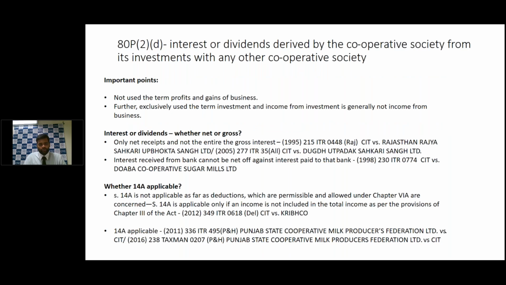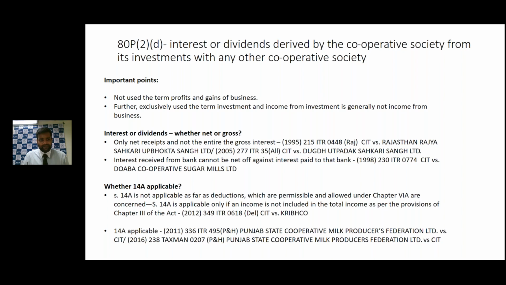Since 80(p)(2)(d) is connected with this aspect, we shall now take 80(p)(2)(d). 80(p)(2)(d) provides deduction in respect of interest or dividend which is derived by a cooperative society from its investment with any other cooperative society. Nowadays, it's a very hot topic because there are many scenarios where various societies have invested their surplus funds in cooperative banks and have derived interest income, and they are claiming deduction under section 80(p)(2)(d). And the assessing officers are creating problems for one or the other reason, and the matters are under litigation.